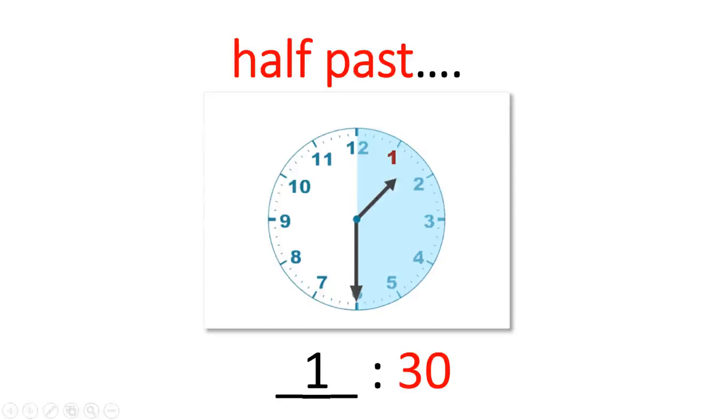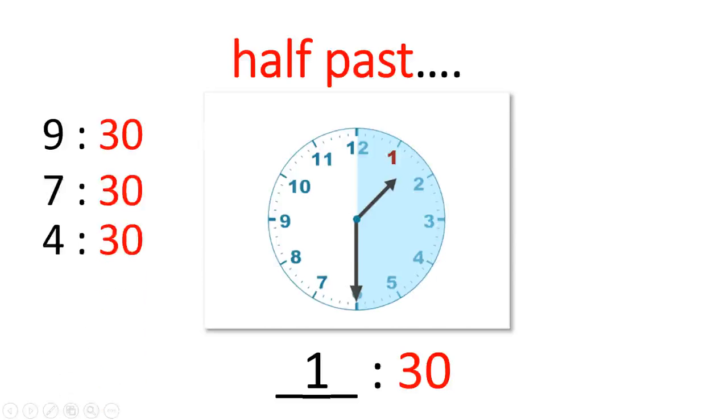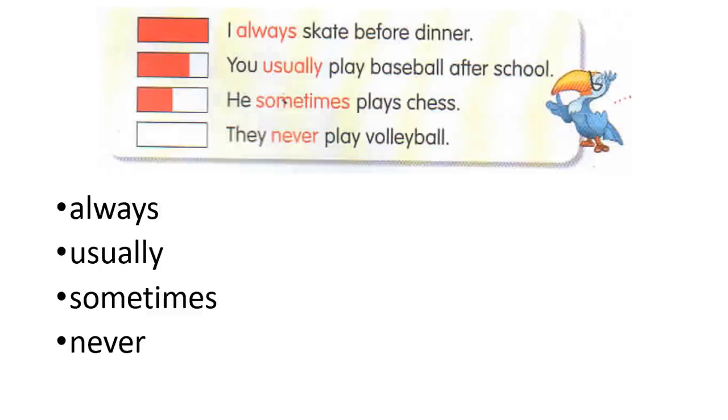You see the long arrow pointed at number 6. 30. So 1:30 is half past. Half past 1. What about this one? Half past 9. Half past 7. Half past 4. Half past 12. Okay, it's very simple. If quarter past is 15, half past is 30. Very easy to remember. Now we're going to read and memorize the adverb of frequency.